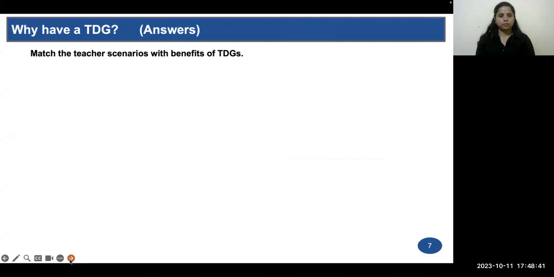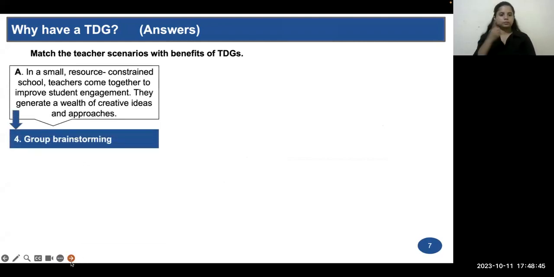Now, let's check our answers. The first one. Teacher scenario A, the correct answer is the first one. The benefit is group brainstorming. So one of the benefits of teacher development group is that when the teachers come in the group, they can create lots of creative ideas compared to an individual teacher.